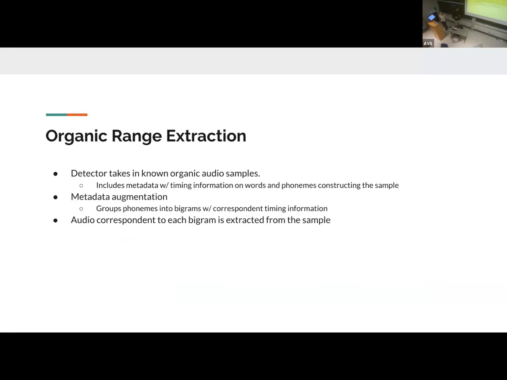In this first step, the detector takes in known organic audio samples with corresponding metadata containing the words and phonemes along with respective timing information. The metadata is then augmented to get bigrams from the audio sample with corresponding timing information, so that the corresponding audio segments for each bigram are retrieved from the sample for processing purposes.